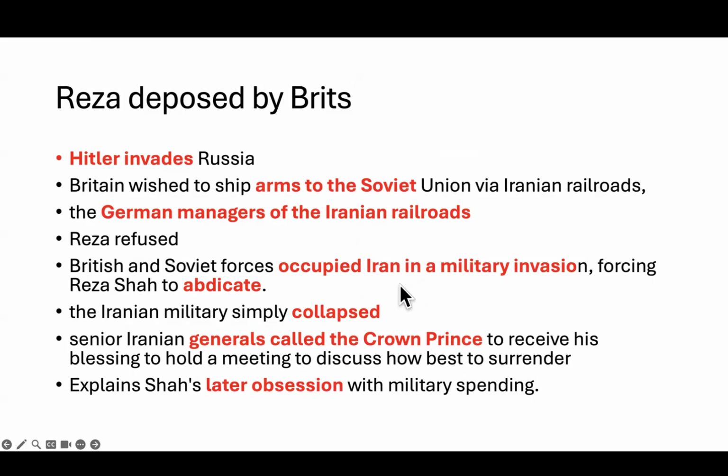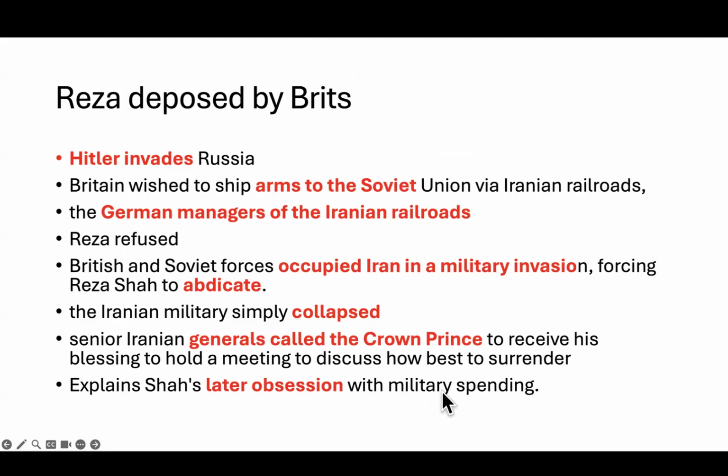And so, under pressure from Britain and Russia, Reza Shah, the founder of the dynasty, abdicates and turns the throne over to his son. The son is very dismayed because the Iranian military, which had been touted by his father, Reza, who was a military man, simply collapsed, just ran away. And for the rest of the Shah's reign, it's going to last another 4 decades, he's obsessed with military spending.